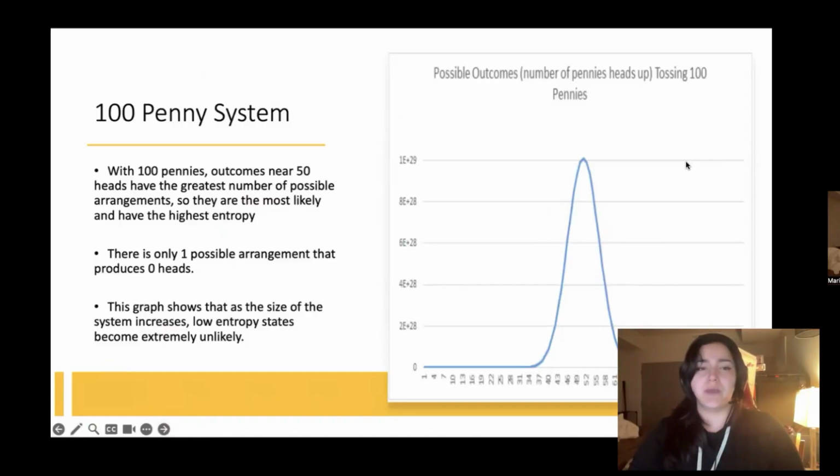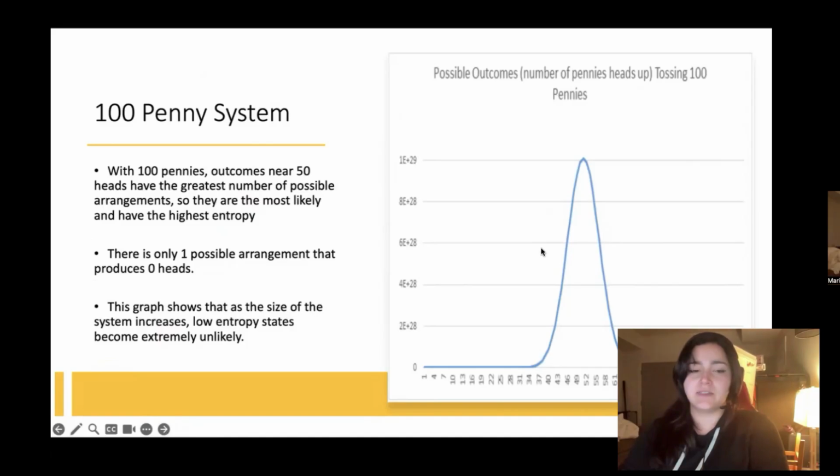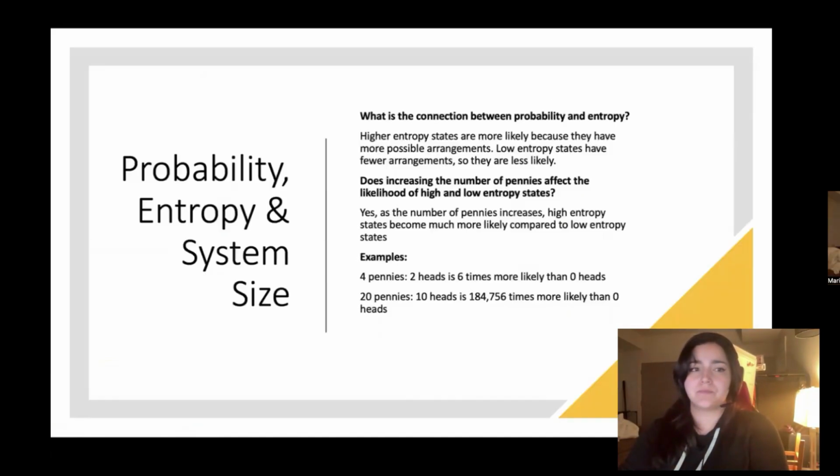Then the 100 penny system. With 100 pennies, outcomes near 20 heads have the greatest number of possible arrangements, so they are the most likely and have the highest entropy. There's only one possible arrangement that produces zero heads, and this graph shows that as the size of the system increases, low entropy states become extremely unlikely.